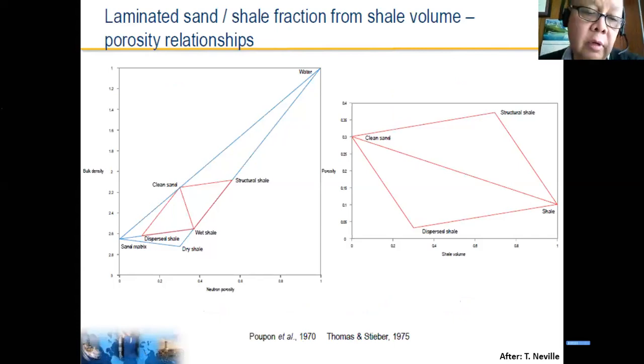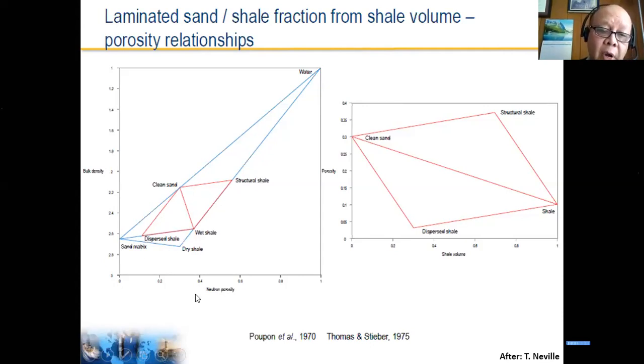So when we plot the neutron and density logs on a standard neutron density cross plot, on the x-axis we have the neutron porosity, and on the y-axis we have the bulk density. Our standard plot, a ternary diagram, would look something like that. Here we have water with 100% neutron porosity and 1 gram per cc for the density. Then we have a clean sand point, which is 0% porosity and 2.65 matrix density. And then we have a dry shale. And inside here, we can have some sort of a fence with the endpoints, giving us a structural shale point, wet shale point, dispersed shale point, and a clean sand.